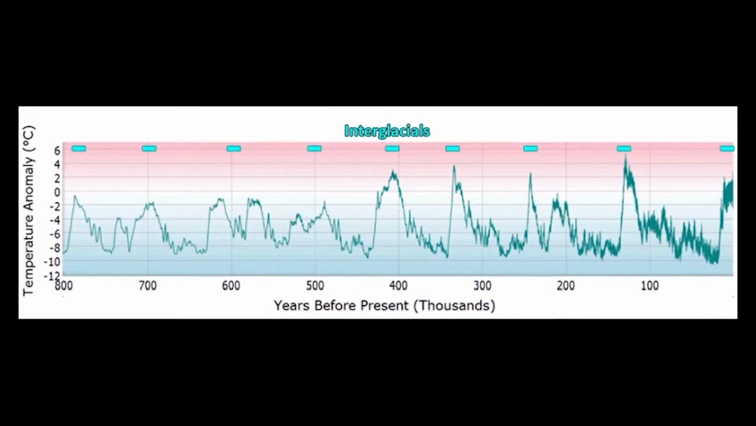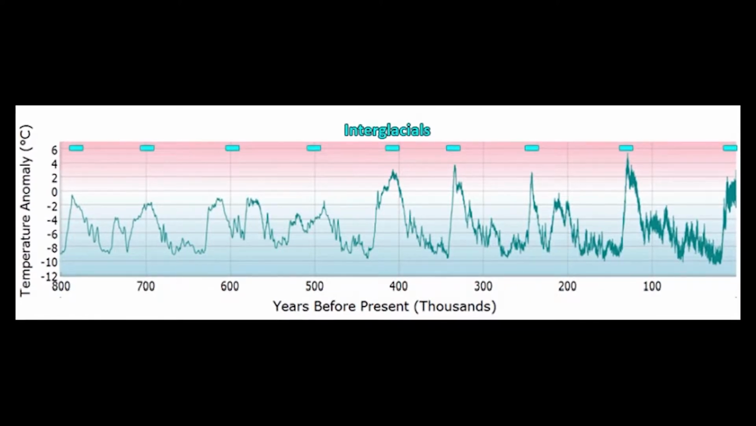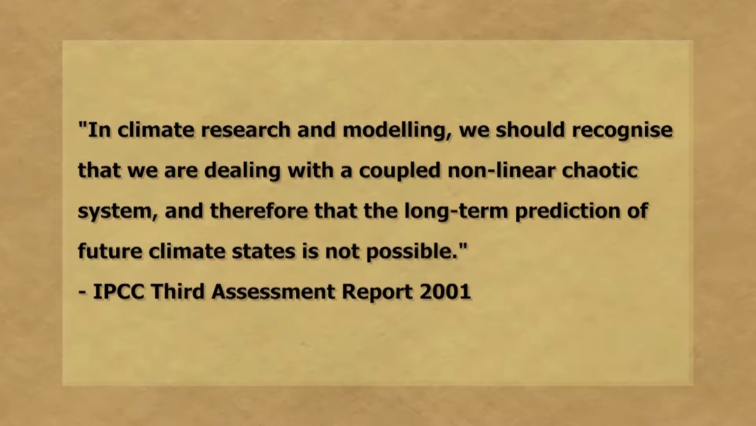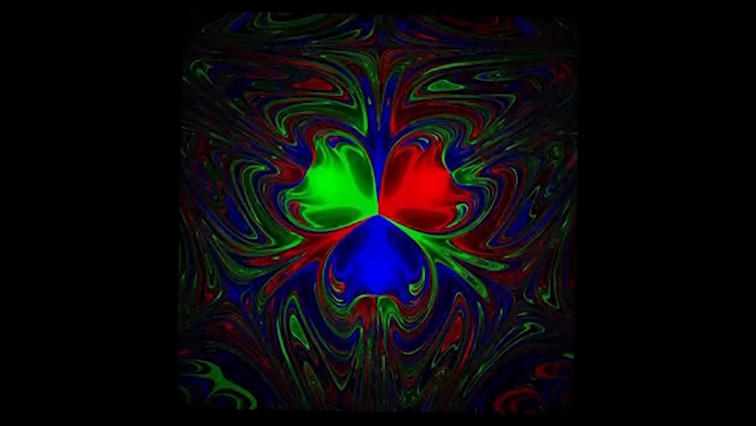Even the IPCC itself in 2001 said, "In climate research and modeling, we should recognize that we are dealing with a coupled nonlinear chaotic system, and therefore that the long-term prediction of future climate states is not possible." And here you're going to run into one of the major problems with the whole enterprise of modeling, and that is chaos theory. Yes, folks, it's a math lecture, but don't worry, we won't do any actual math, and we'll get pictures a lot prettier than some of those charts.